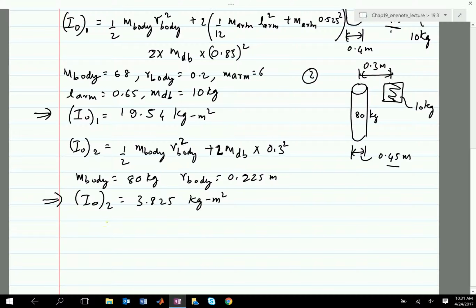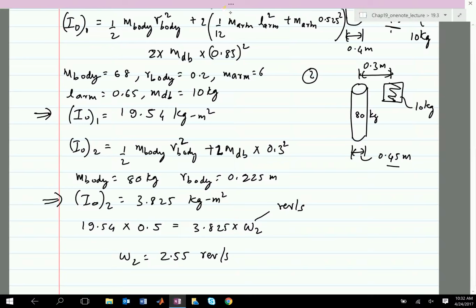So IO1 times omega 1 is 19.54 times 0.5 revolutions. Now we can convert to radians and back to revolutions, but I just keep it in revolutions. It won't change anything. So I'm going to keep it as revolutions per second equals 3.825 times omega 2, where omega 2 is in revolutions per second. I did not convert it. So that comes out to be 2.55.